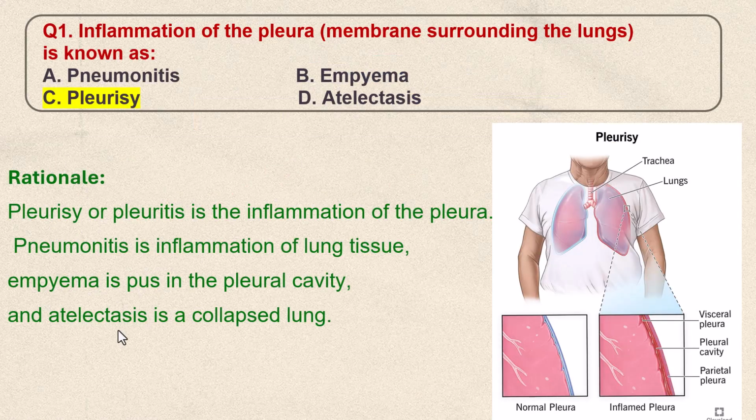The correct answer is C. Pleurisy. You can see in the picture the pleurisy, the normal pleura here and the inflamed pleura here. Pleurisy or pleuritis is the inflammation of the pleura. On the other hand, pneumonitis is inflammation of the lung tissue. Empyema is pus in the pleural cavity, and atelectasis is a collapsed lung.